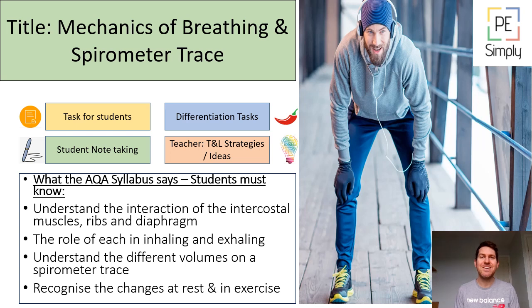But in terms of that AQA syllabus, what do you need to know for GCSE PE? Well, first of all, you need to be able to understand the interaction of the intercostal muscles, the ribs and the diaphragm. You need to know the role of each of these in both inhaling and exhaling. Understand the different volumes on a spirometer trace. And finally, recognise the changes at both rest and in exercise. So we've got plenty to go through, plenty to understand, so stay tuned and let's get going.